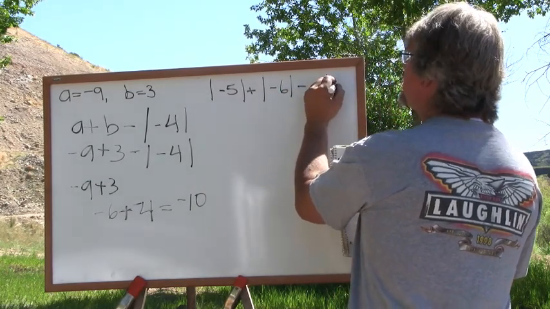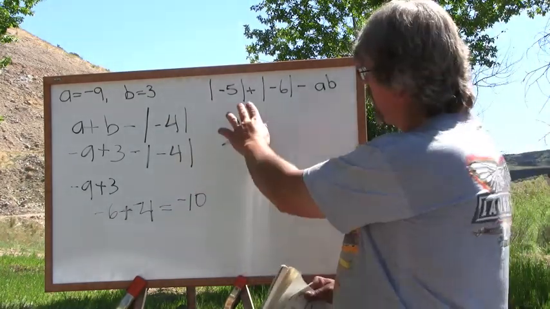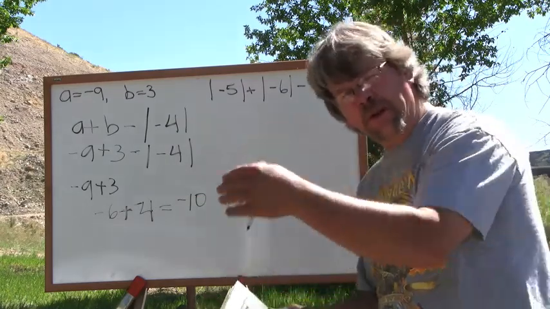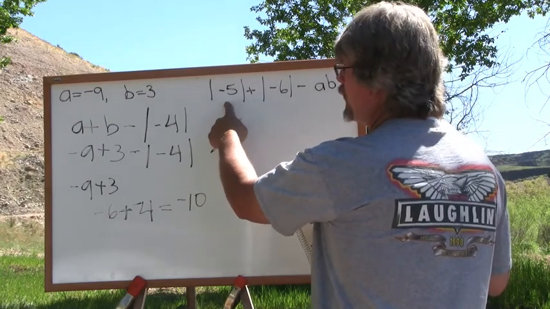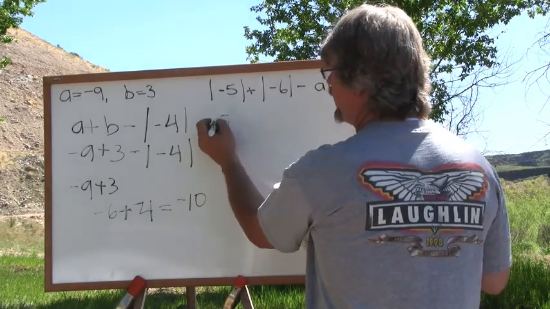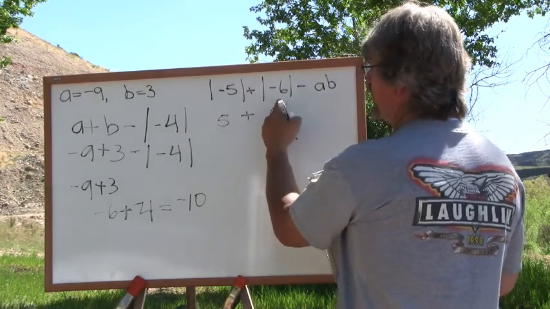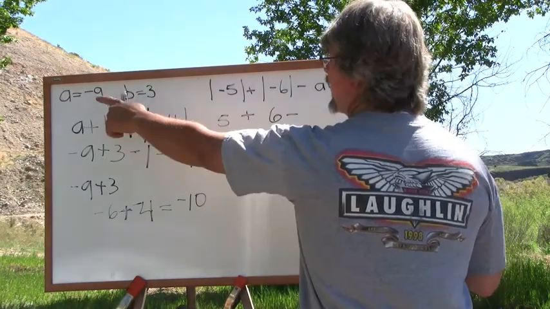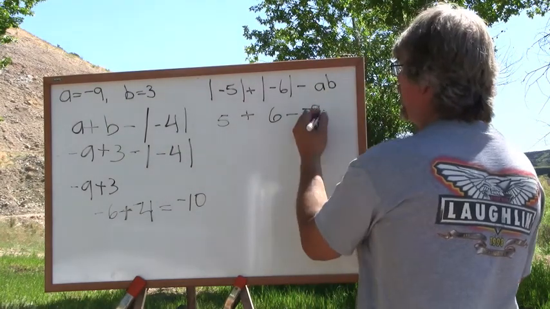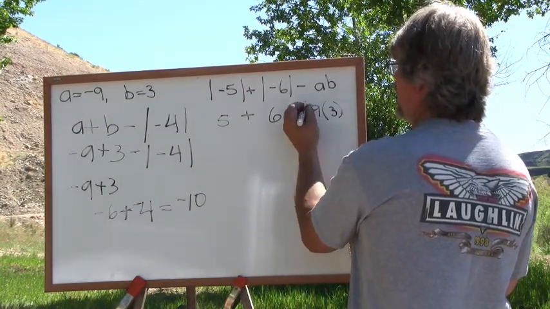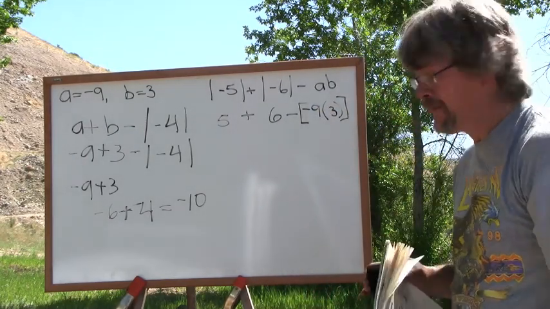What if we're given the absolute value of negative 5 plus the absolute value of negative 6 minus a times b? See, we no longer have to be intimidated by all these difficult looking equations once we learn the operations. That's kind of cool, isn't it? Well, the absolute value of any number is going to be positive, so that's simply 5. Same thing with negative 6, but it's the absolute value, so that's simply 6. And we're going to subtract negative 9 times 3. But we're subtracting this number, right?